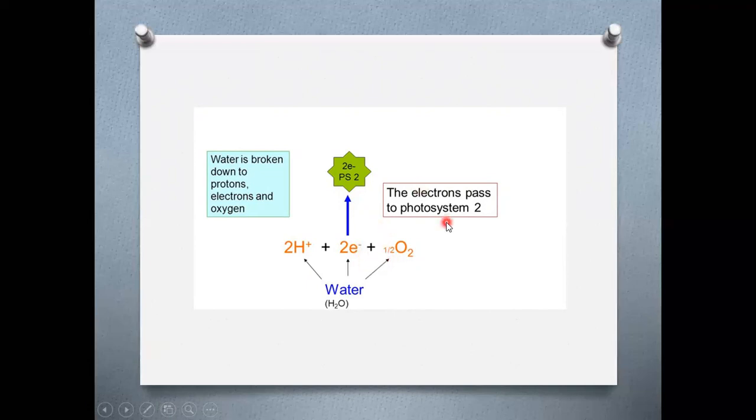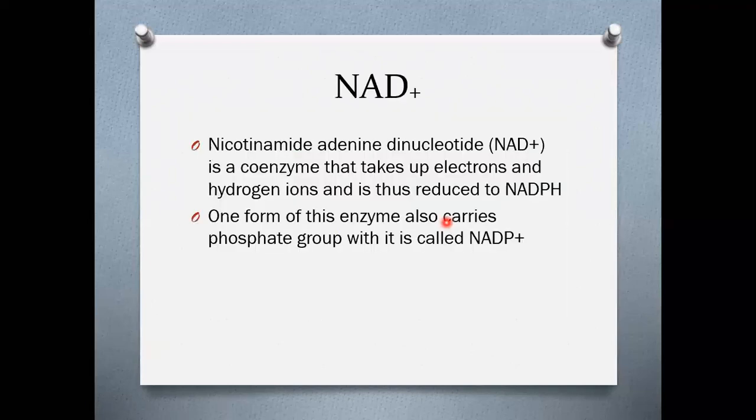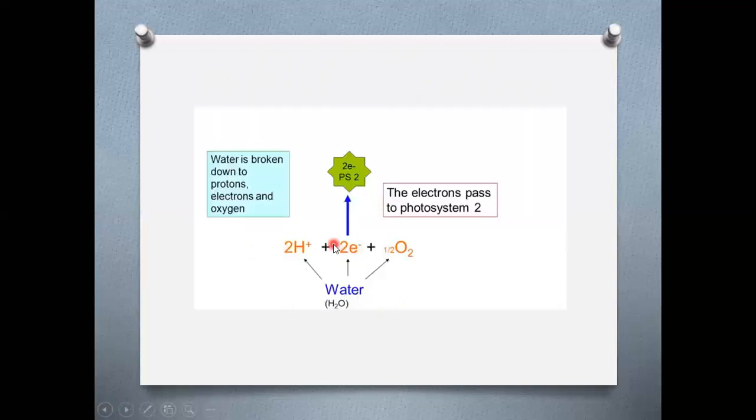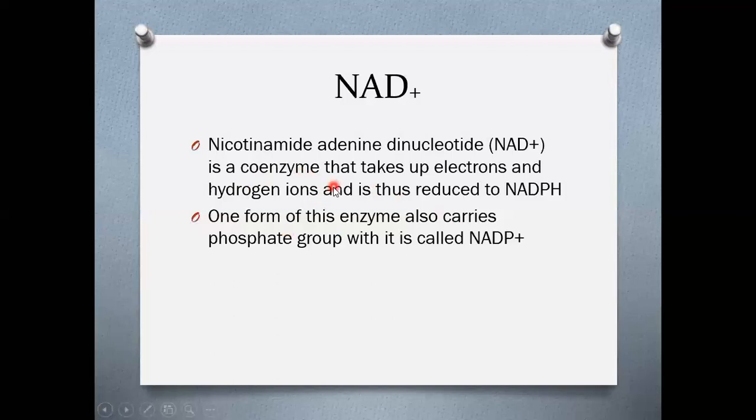These electrons are passed to the next photosystem, which has the same composition of chlorophyll A, chlorophyll B, and carotenoids. What is that? NADP, nicotinamide adenine dinucleotide. It is a coenzyme that takes up electrons and hydrogen ions, which are released from this hydrolysis, and is thus reduced to NADPH.